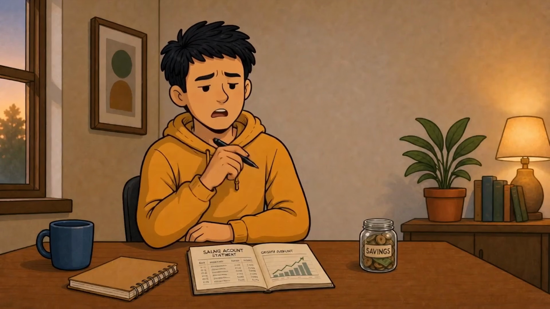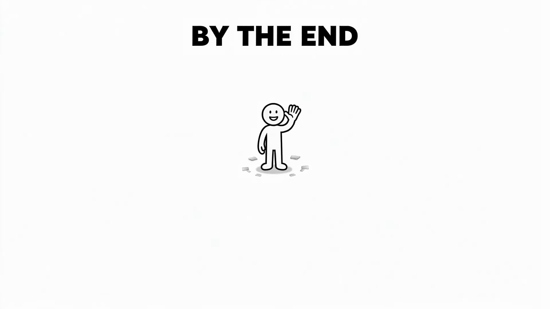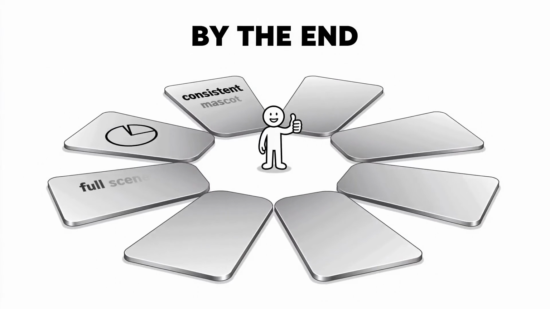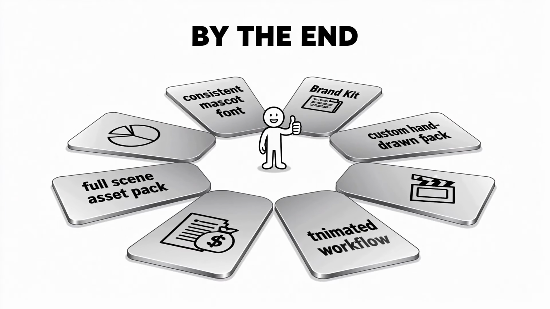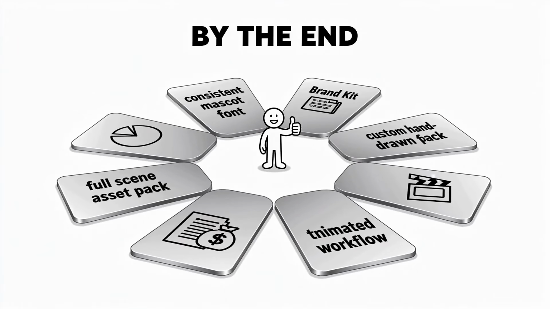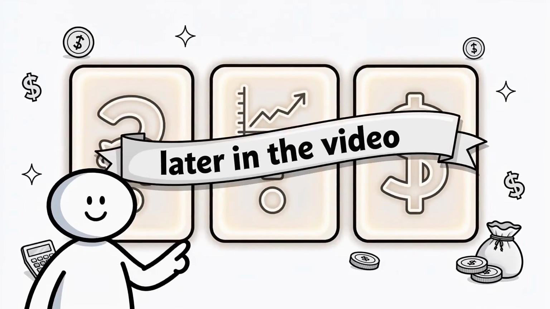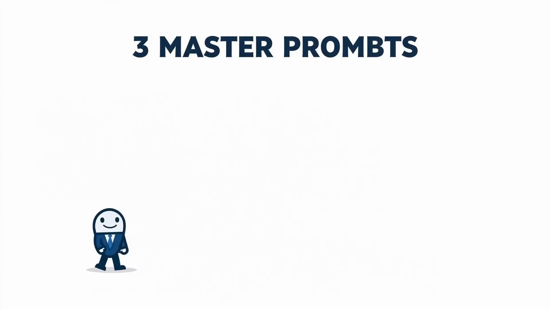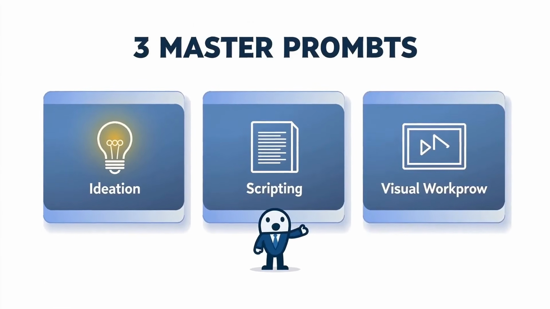Instead, you feel confused. By the end of the video, you will have a finance channel concept, a consistent illustrated mascot, a custom hand-drawn font style, a brand kit, a full set of scene assets, animated clips, and a reusable thumbnail workflow. And make sure you stick around, because later in the video, I'll also give you the 3 master prompts used for this workflow. One for ideation, one for scripting, and one for creating the full visual workflow.